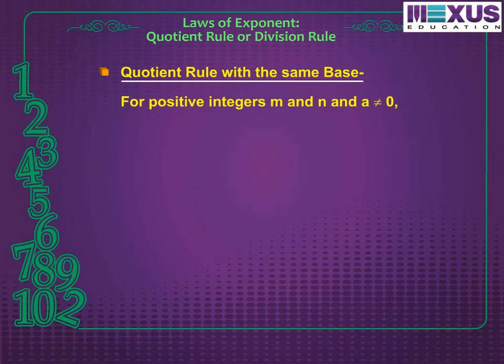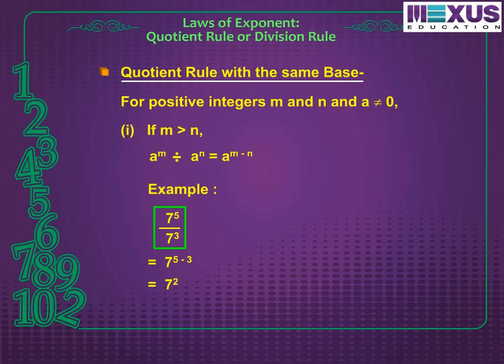For any positive integers m and n, and for non-zero real number a, 3 cases exist. Case 1, if m is greater than n, then a raised to power m divided by a raised to power n is equal to a raised to power m minus n. Example: 7 raised to power 5 divided by 7 raised to power 3 is equal to 7 raised to power 5 minus 3, which would be 7 raised to power 2.